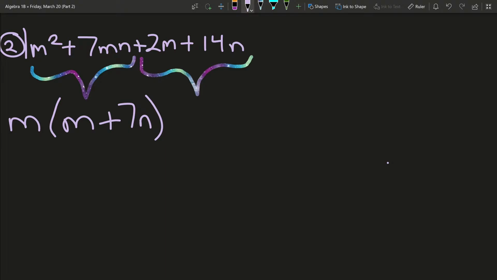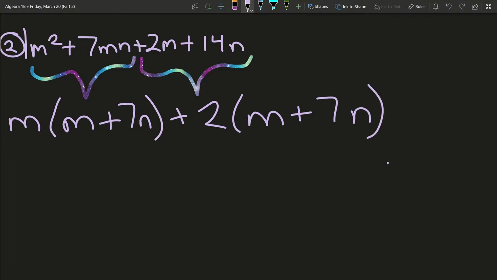What is the biggest number that we can take out of that? The GCF, I mean. Well, let's look at m and n. Those are two different variables, so we can't take either of those out. And what about 2 and 14, though? We can take out a 2, which leaves us with m plus 7n.